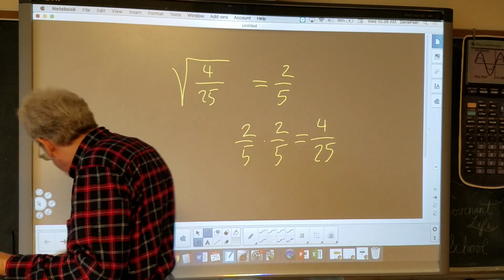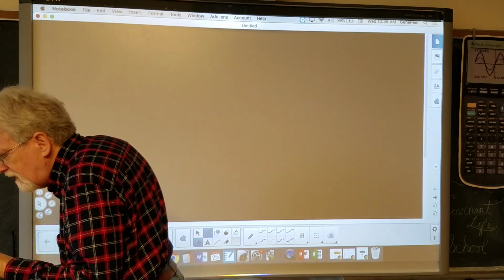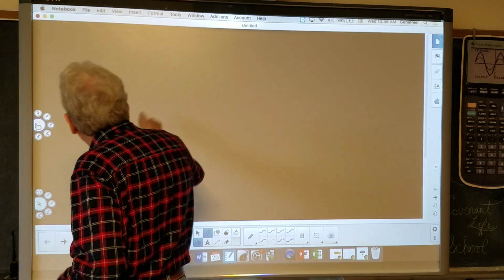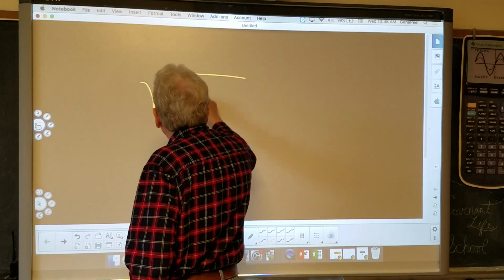Here's another one that tends to be a little bit scary looking. How about square root of 0.0049? Square root of 0.0049.